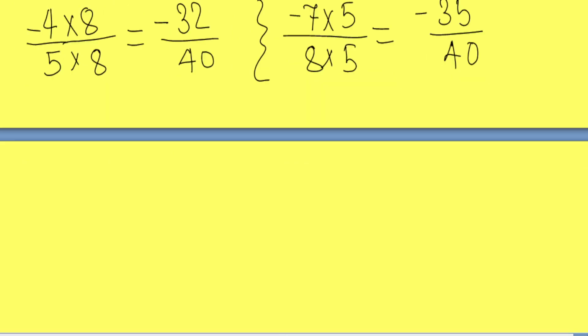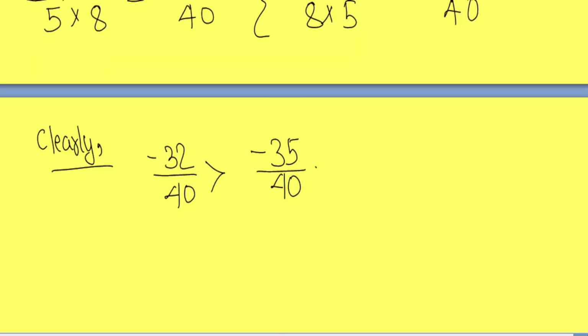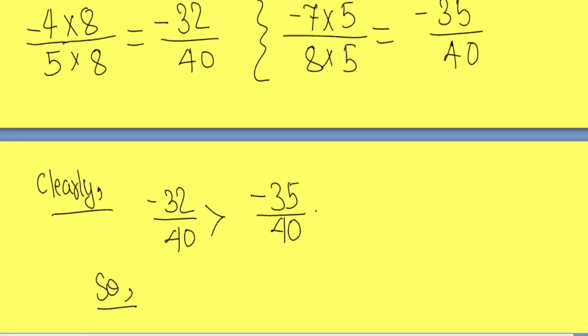So what can we say here? See clearly, minus 32 upon 40 is greater than minus 35 upon 40, right? This is clear, because minus 32 in the numerator is greater than minus 35 in the other rational number, so this number is greater. Now we will write the original form. So minus 32 upon 40 is originally what?